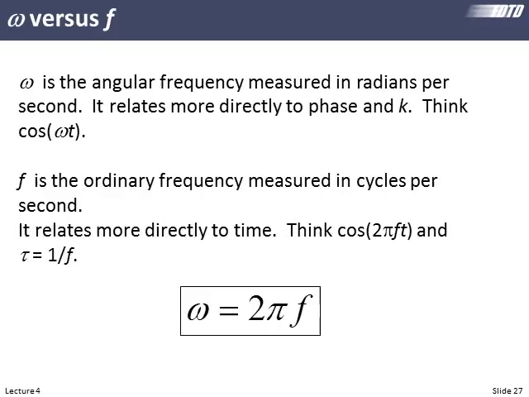Physically, however, the ordinary frequency f seems to have more meaning because it relates more directly to time. But now we're using a cosine 2 pi f t, which is clearly a little bit more complicated than just a cosine omega t. But the period of the wave is 1 over the frequency. Anyway, they're related. Omega is 2 pi f, and don't confuse those. If I give you a frequency in hertz, but the equation has an omega in it, don't put in the hertz units for omega. Omega does not have hertz units. It's radians per second, whereas f is hertz, or 1 over seconds.